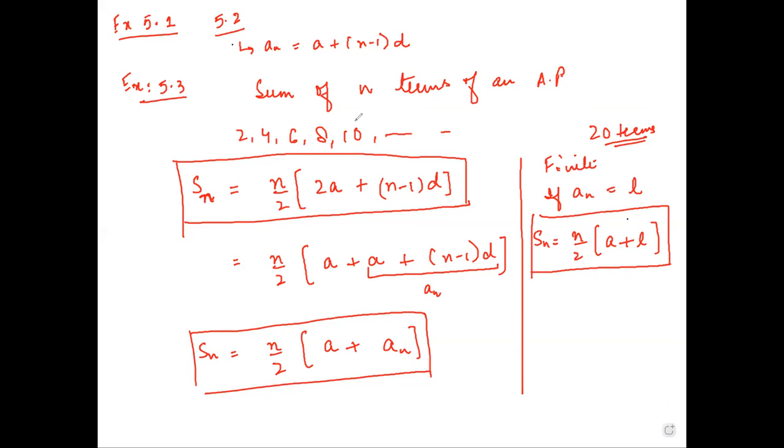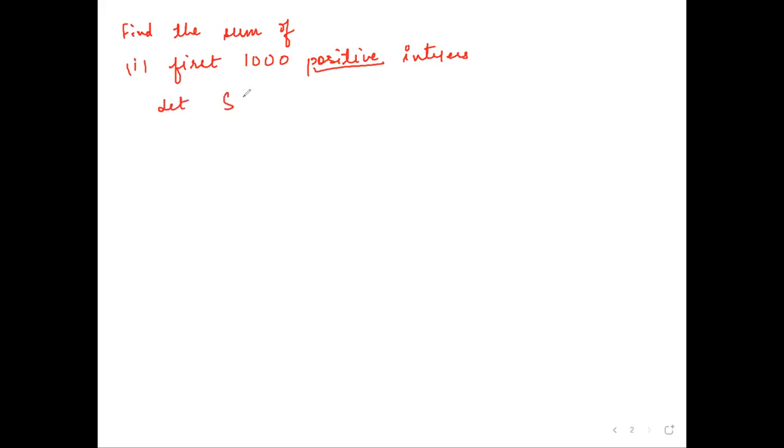Now let's take one example. This is an important example. Find the sum of the first 1,000 positive integers. You can directly use the formula to find it. Integers include negative numbers and also positive numbers, but you have to find it for only positive integers. So let the sum which you are finding be equal to 1 plus 2 plus 3 plus 4 plus, and you know that the last is 1000, so up to 1000 you have to find the sum.